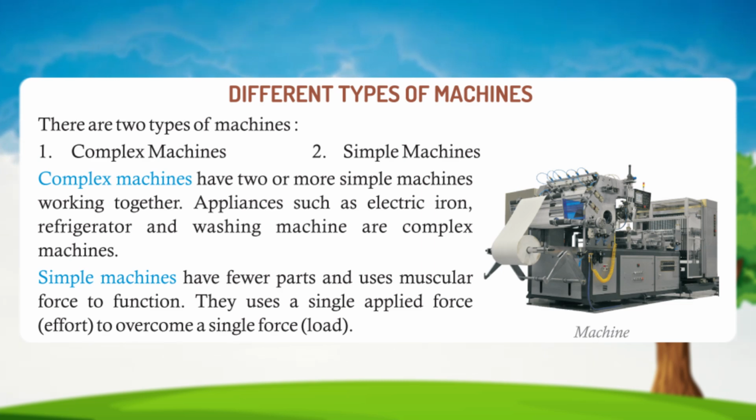Different types of machines. There are two types of machines. 1. Complex machines. 2. Simple machines. Complex machines have two or more simple machines working together. Appliances such as electric iron, refrigerator and washing machine are complex machines. Simple machines have fewer parts and use muscular force to function. They use a single applied force, effort, to overcome a single force, load.